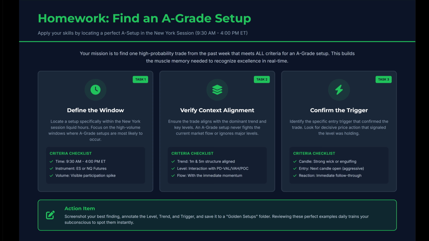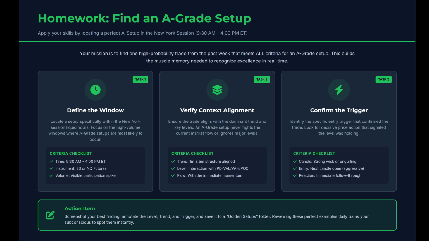Task number 1. Define the window. Start by locating a setup specifically within the New York session liquid hours from 9:30 a.m. to 4 p.m. Eastern Time. This is non-negotiable. The New York session is where A-grade setups shine brightest because volume and participation are at their peak. Confirm the time window strictly between 9:30 a.m. and 4 p.m. Eastern Time.